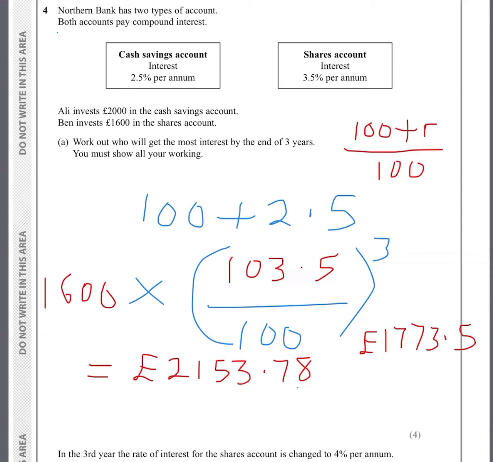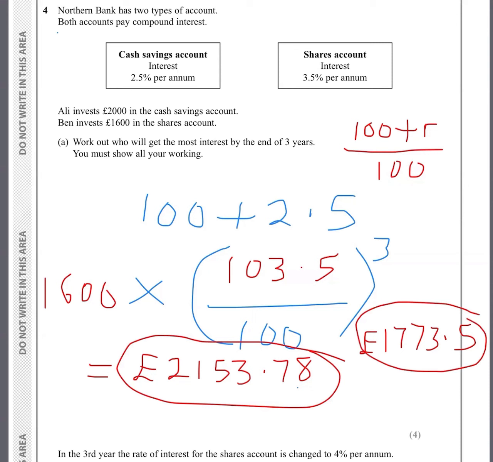Now, these figures that we got here are the amount that he's supposed to have at the end of the 3 years. But the question is asking us who is going to get the most interest. So how do we get the interest from these amounts? Is it dividing by 1.035? I'm going to make you answer that question yourself.